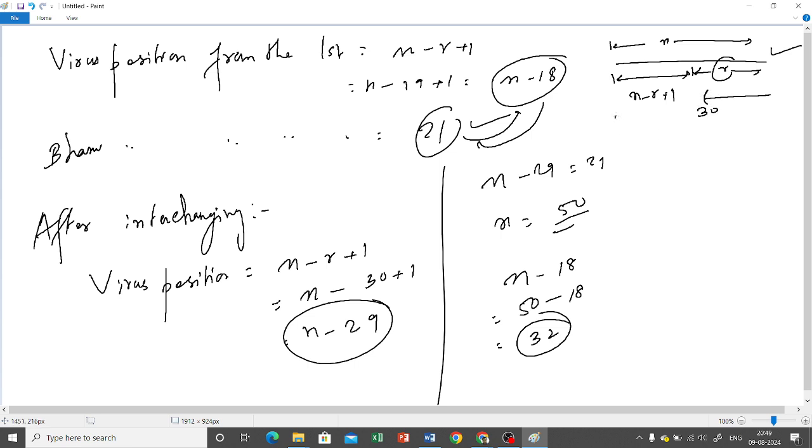Okay, I need to find out from the front. So how to find out from the front? N minus r plus 1, that is n minus 30 plus 1, that is n minus 29, right? This is Viru's current position.